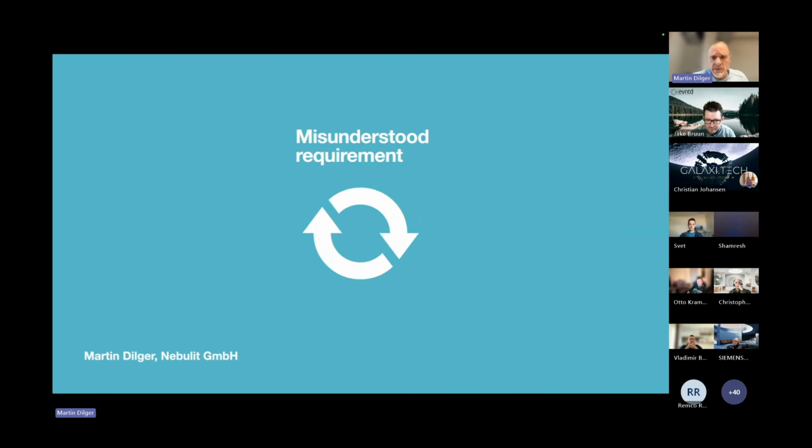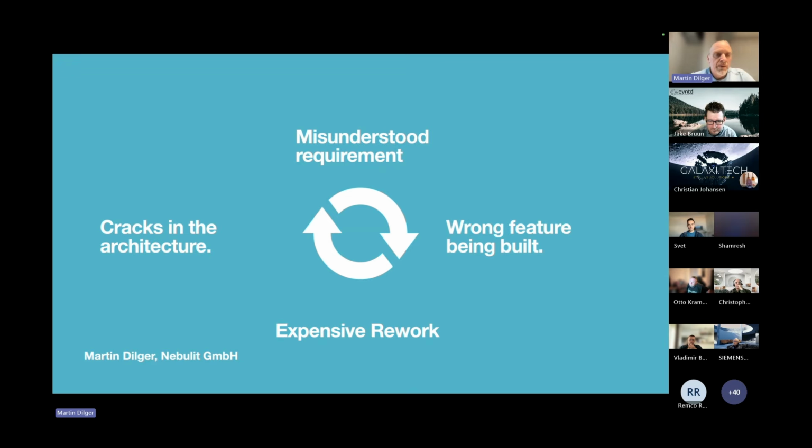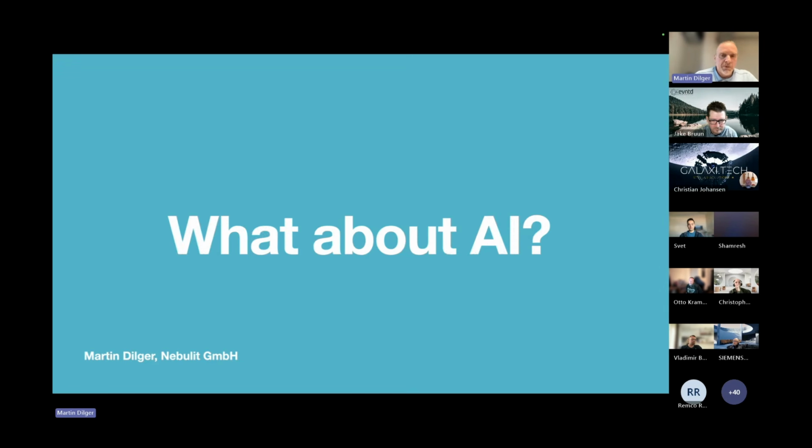Misunderstood requirements typically lead to wrong features being built, which typically lead to expensive rework, which leads to your first cracks in the architecture. And no matter how good your architecture is, if that happens, typically you are already declining. There's nothing you can do about it.